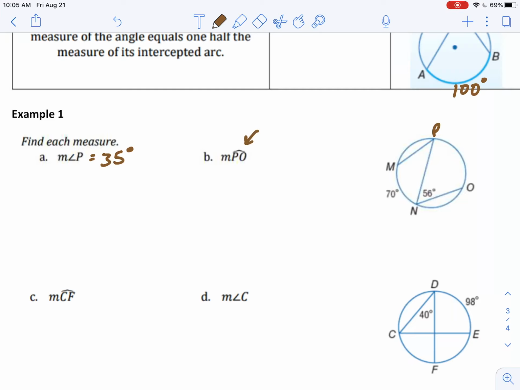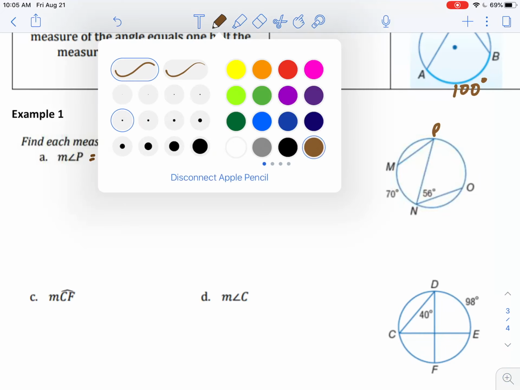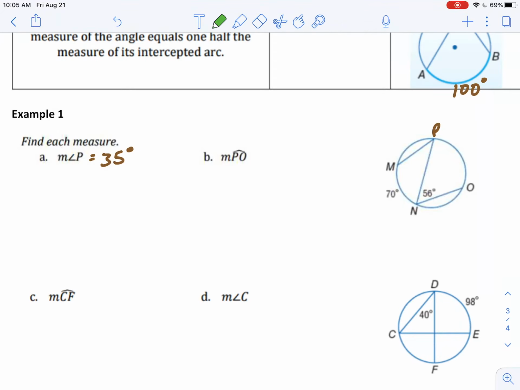Arc PO. Arc PO is, let's change some colors here, this arc. Now, this arc is going to be double that of the 56 because the arc is always double the angle, or the angle is always half of the arc. So if I double 56, what is that? 112. So it's pretty easy. You just have to remember that the arc is double this inscribed angle, okay?